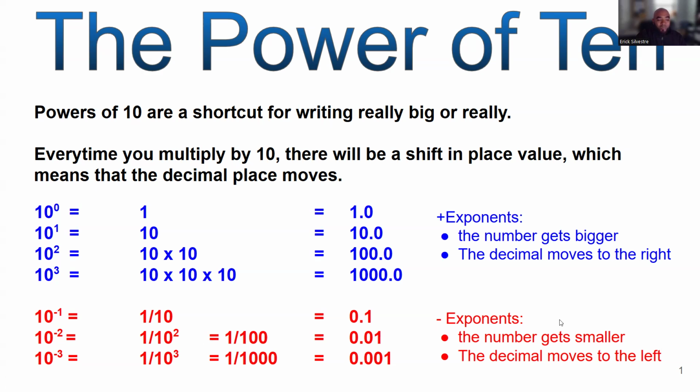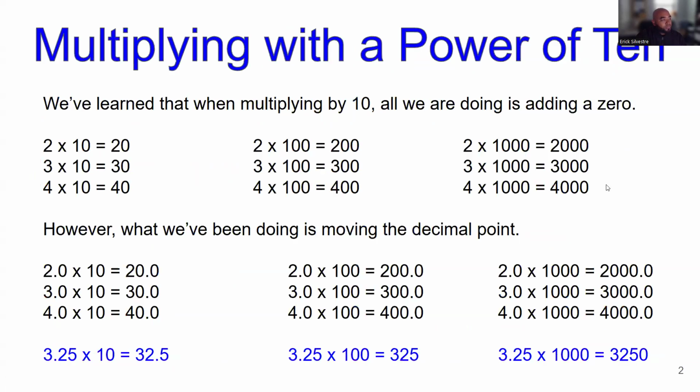When we have a negative exponent, the number gets smaller. The decimal moves to the left. So you have to remember this: when the number gets larger, the decimal moves to the right. When the number gets smaller, the decimal moves to the left.